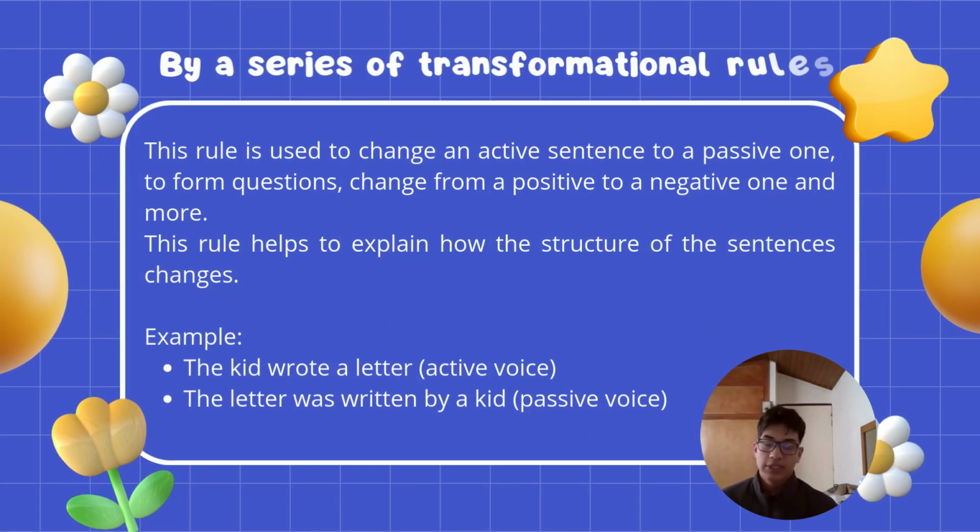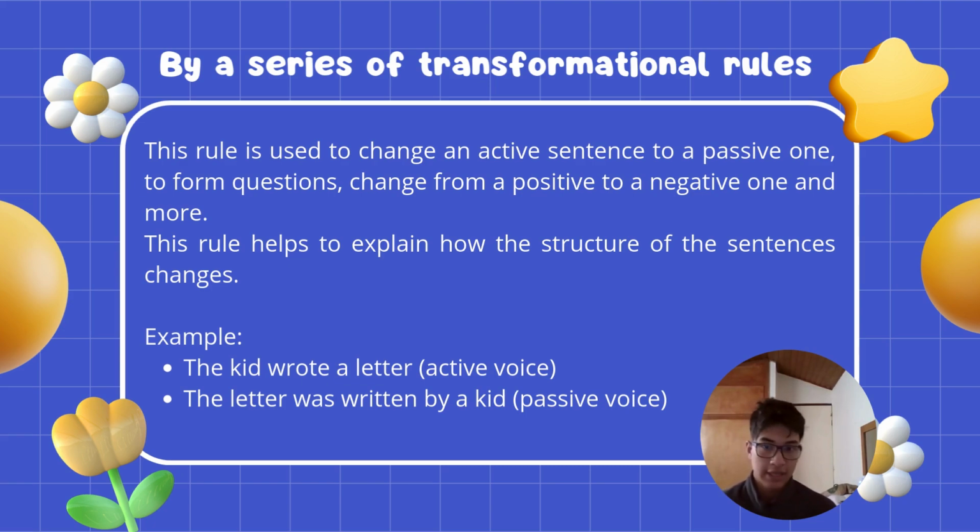And finally, the last category is a series of transformational rules. These rules are used to change the structure of a sentence, like an active sentence to a passive one, or to form questions, or change from a positive to a negative form, and more things. So these rules help to explain how the structure of the sentence changes, like in the examples that we have.